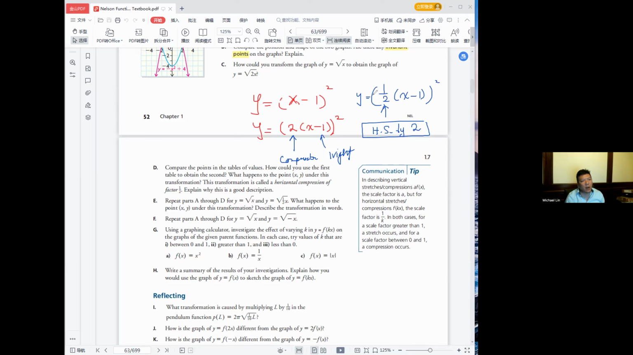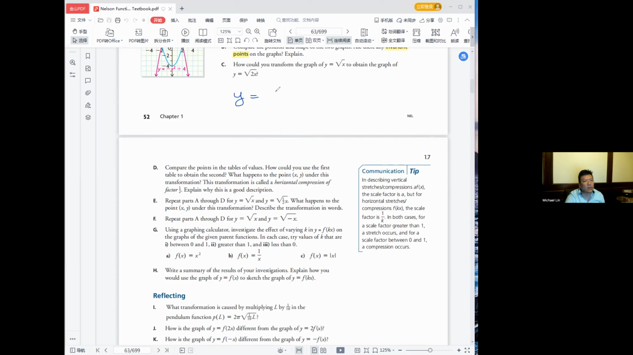You have to learn how to write the horizontal transformations. So if we have something like this, y = (-2x + 3) squared - 4, you need to write these transformations as the following. You have a reflection in the y-axis. Remember, it's inside your function, so it's a horizontal transformation. You have a horizontal compression by a factor of 1/2.